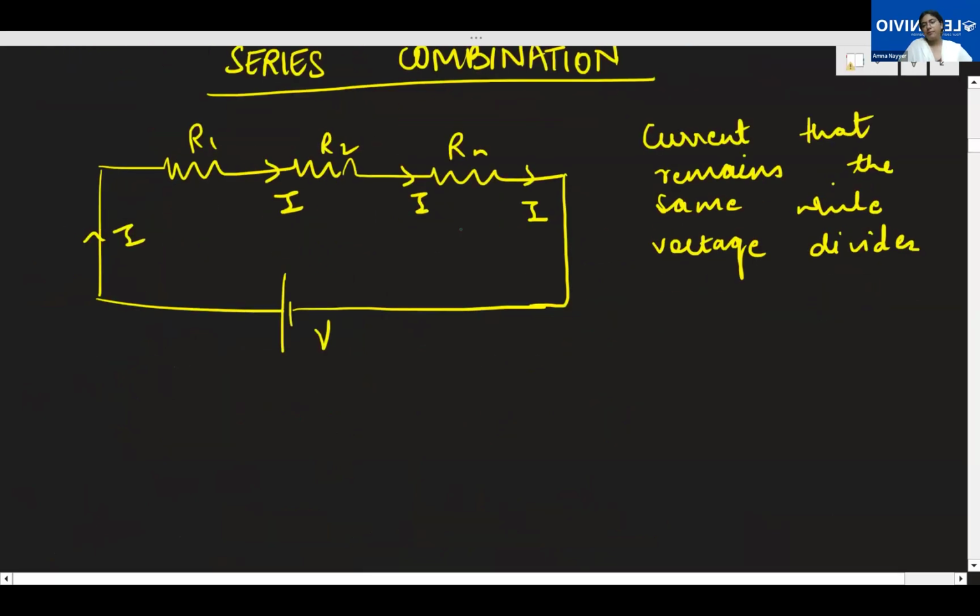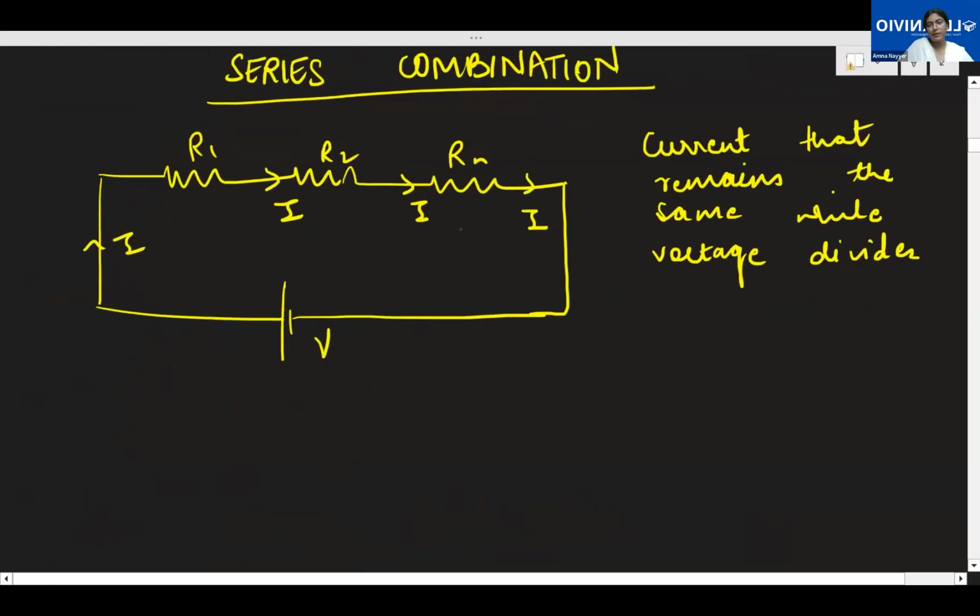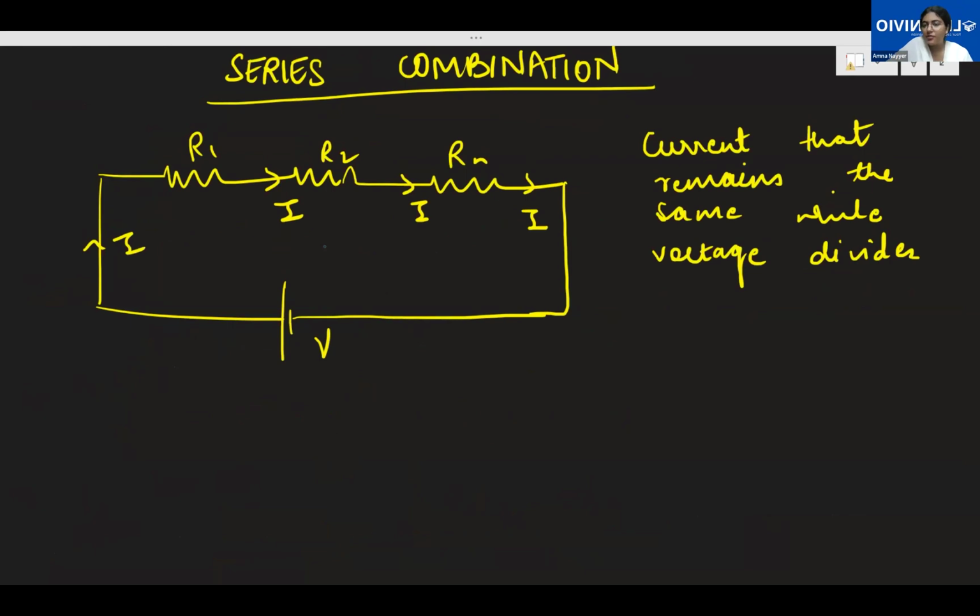Series combination. Here in series combination, the current remains the same. The way the charge remains the same in the previous part, here the current remains the same. So different kinds of resistors are present. A single current I flows through the circuit, meaning through each of the resistors.